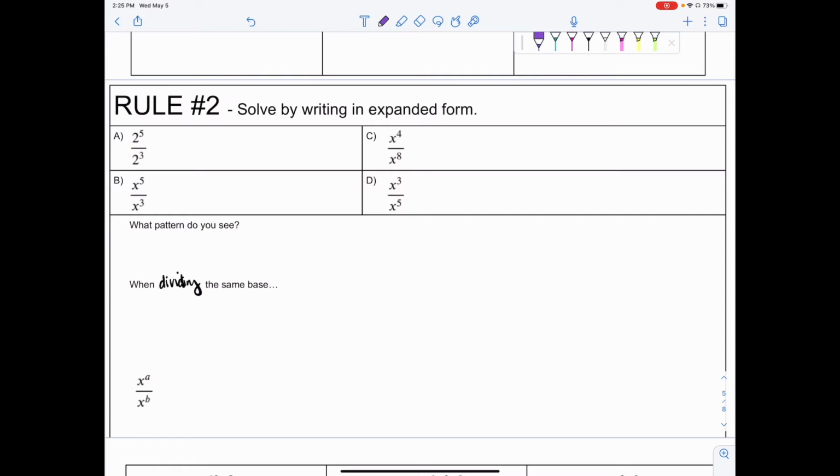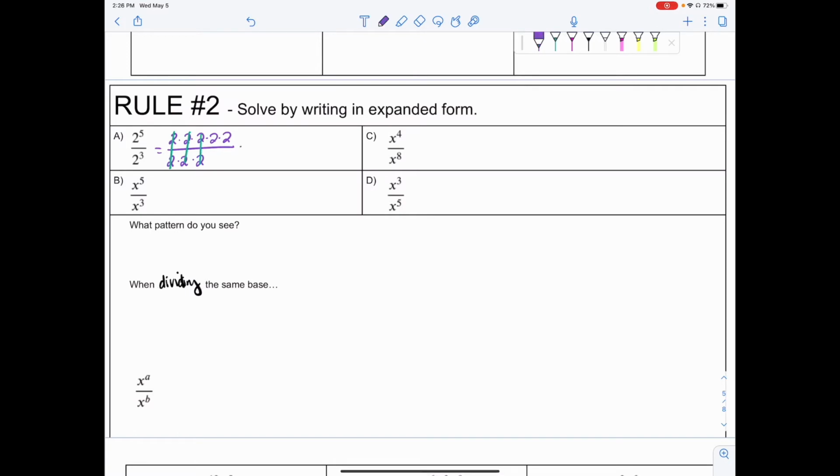So again, we're going to write it in expanded form. 2 to the 5th would be 2 times 2 times 2 times 2 times 2, over 2 cubed, which would be 2 times 2 times 2. And then we can think about, remember that fraction bar is division. So I can look at 2 divided by 2. That is 1. 2 divided by 2 is 1.